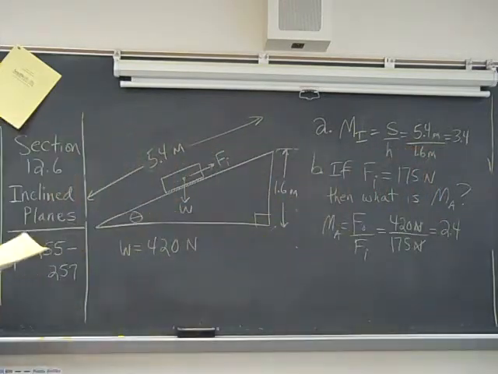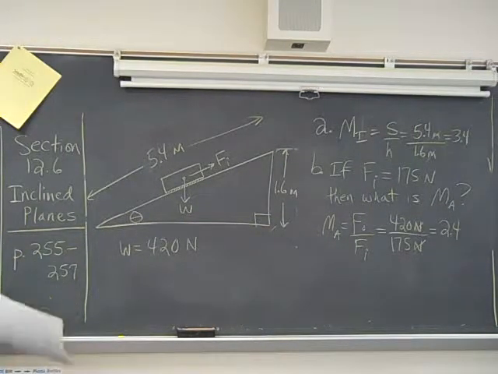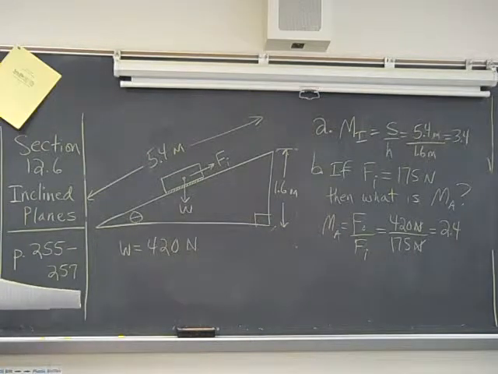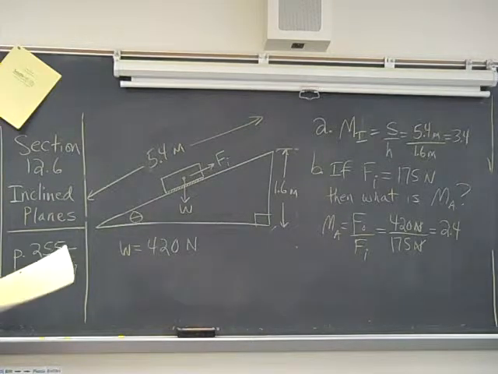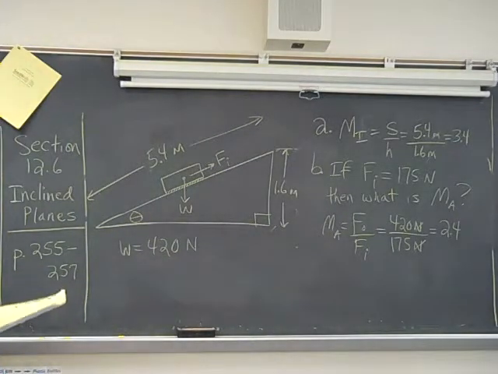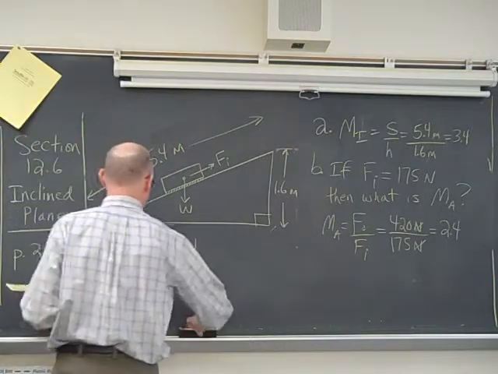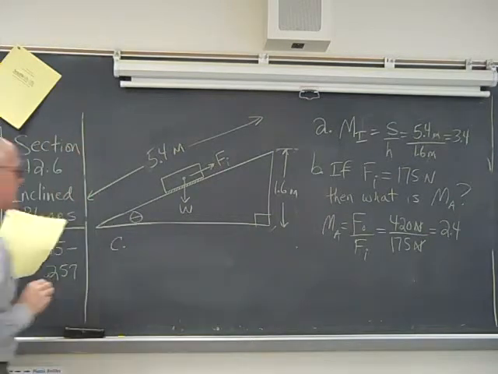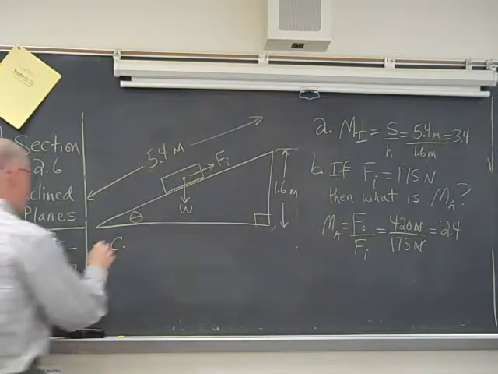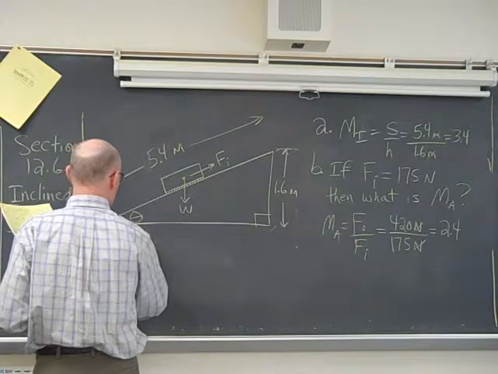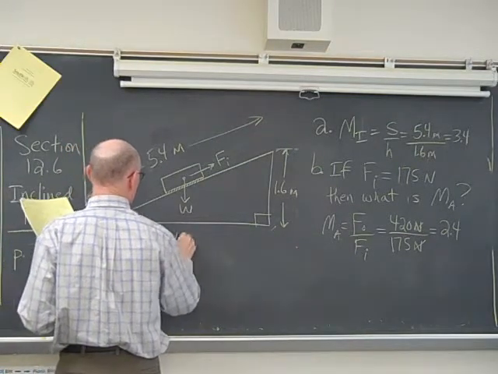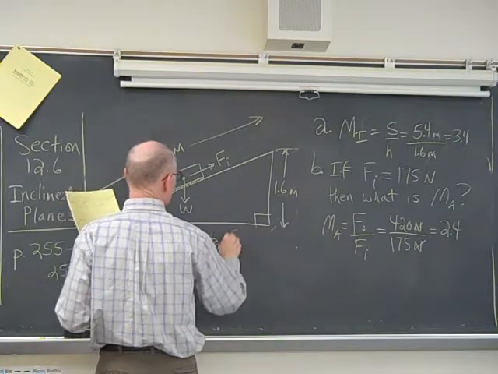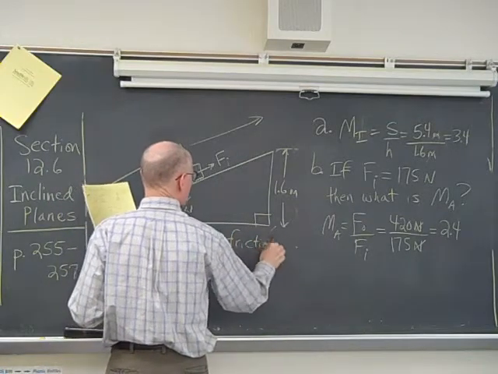So your ideal, which assumes no friction loss, gives you a mechanical advantage of 3.4. Your actual mechanical advantage based on real forces is 2.4, which is not unusual for an inclined plane. There's a lot of friction loss. So now here's another question you might be asked. Part C to this problem is how much work was lost to friction?